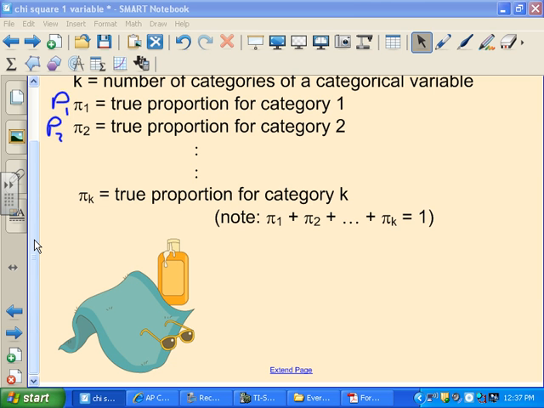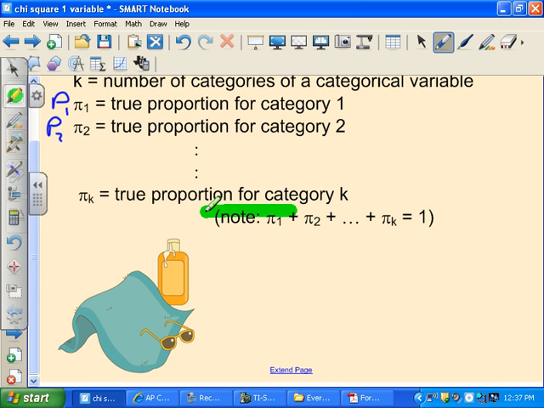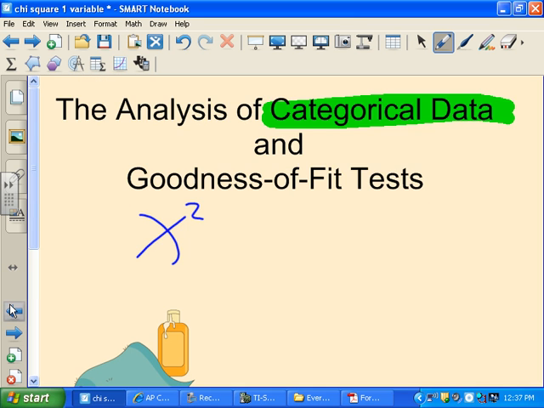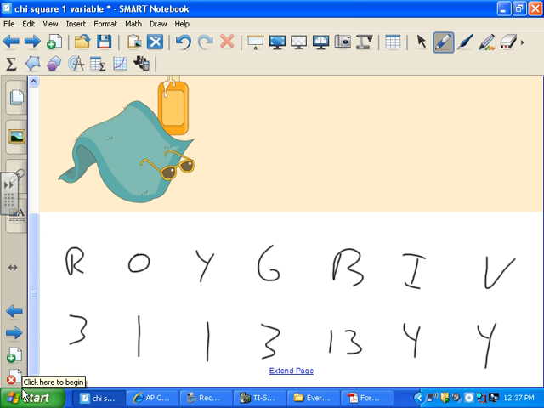This should make sense to you right now. You do not have to include this, but that thought should make sense to you. In other words, the proportion of red plus the proportion of orange plus the proportion of yellow plus the proportion of green, blue, indigo, and violet should sum up to 1.